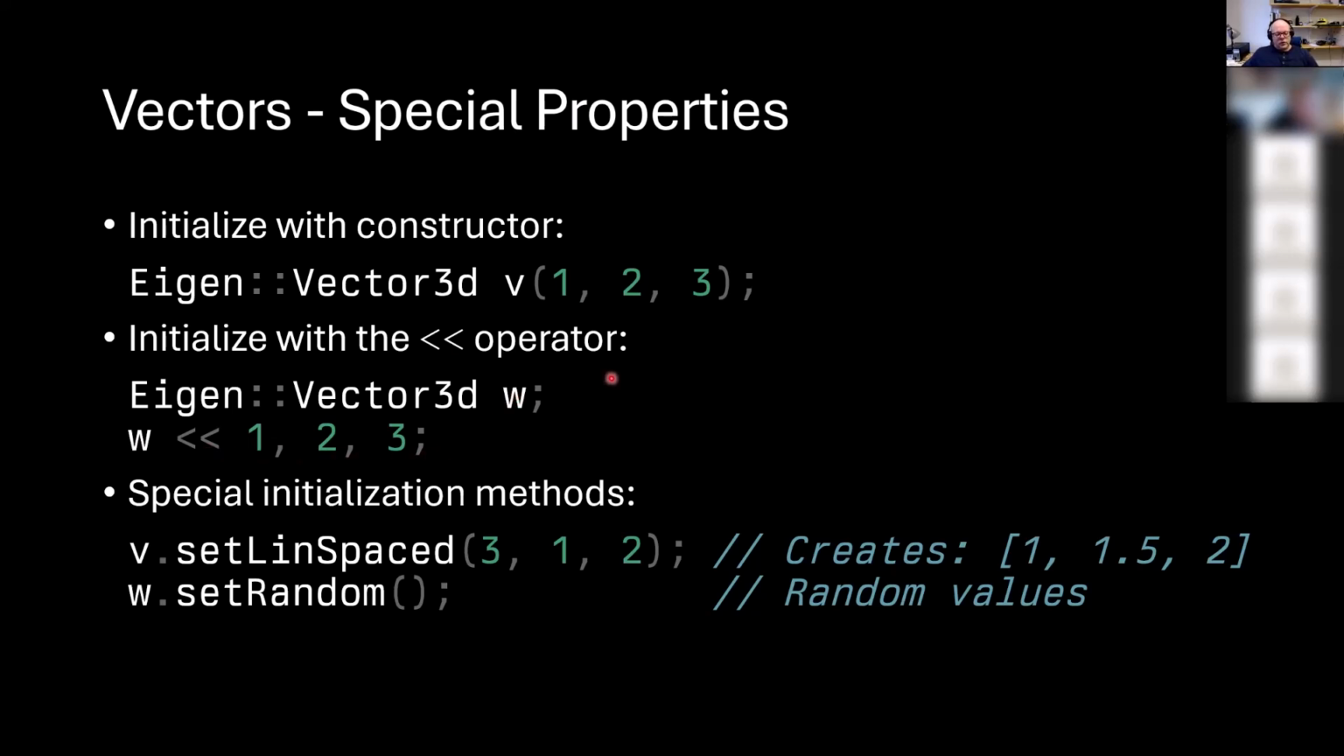There are some functions that are not only available on vectors. Very much like the linspace in NumPy, for example, you can do v.setLinSpaced, and that will create 3 values between 1 and 2. So you can see here it will create 1, 1.5, and 2. There's also a method called setRandom that can fill a matrix with random values like this.